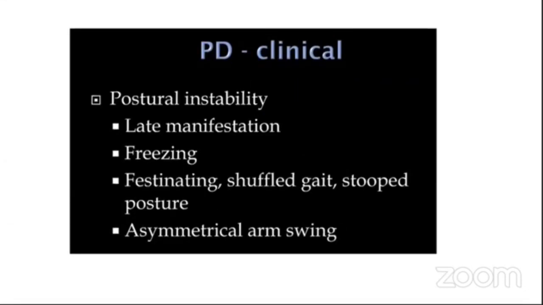TRAP, P for postural instability. It's a late manifestation of PD. Patients sometimes give a history of falls, freezing, festinating and shuffling gait, stooped posture, and asymmetrical reduced arm swinging. These all are features of postural instability, and these are the late features of Parkinson's disease.